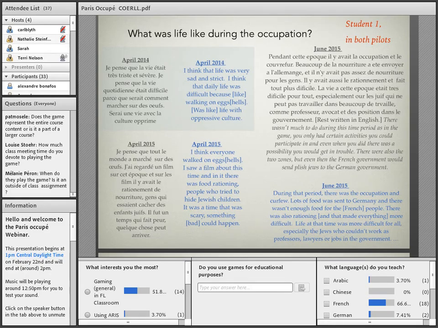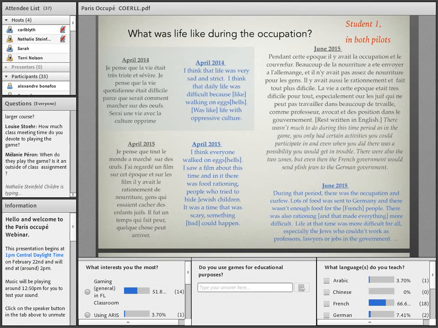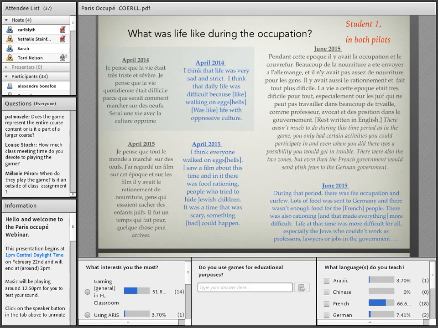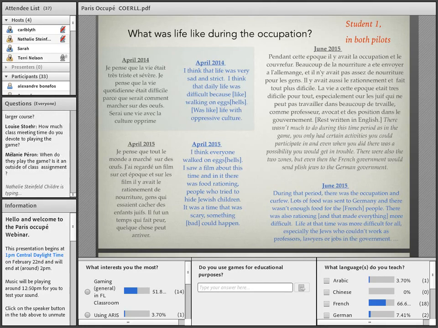This one I'm calling student number one. I don't even remember which one this was. This student was in both pilots for the chapter on rationing. So here you can see in April 2014, the pregame question was, what was life like during the occupation? Her pregame answer in April 2014 was, I think that life was very sad and strict, and daily life was difficult because it was like living or walking on eggshells. In April 2015, she has a very similar answer pregame, and then in June 2015, this is a postgame, you can see her going into a lot more detail.